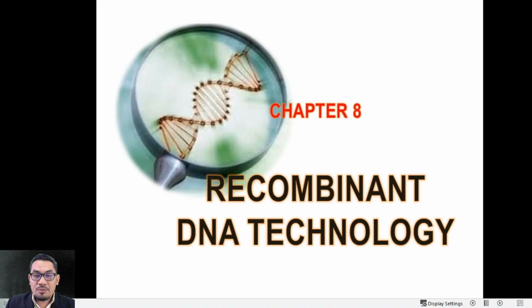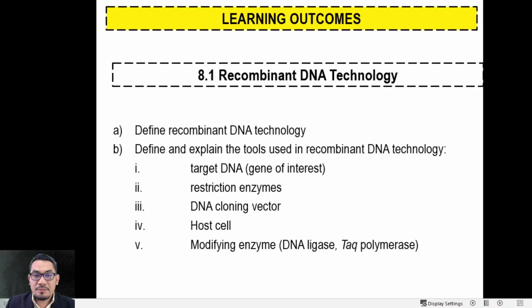Today we will go through Chapter 8, Recombinant DNA Technology. For learning outcomes, there are two. First, I will define recombinant DNA technology. Second, I will define and explain the tools used in recombinant DNA technology, that consist of target DNA, restriction enzyme, DNA cloning vector, host cells, and modifying enzyme.